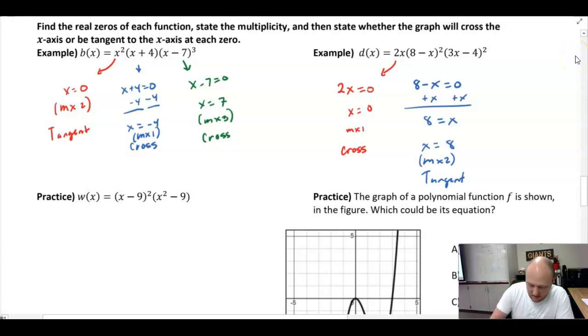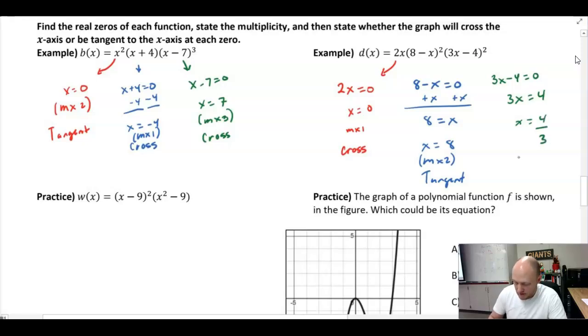And then lastly here we have 3x minus 4. Set that equal to 0. We'll move this 4 to the other side via addition, and then we'll divide. We get x is equal to 4/3. This is multiplicity times 2, and it will be tangent.